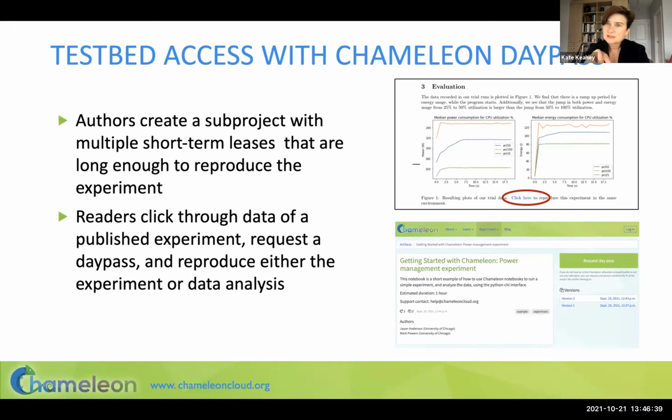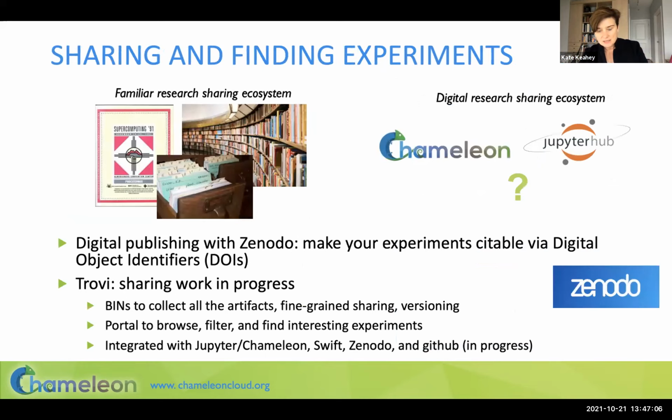When they click on that request DayPass, an email gets sent to the person who created the experiment. If they want to share it with that user, the user will get mail with a link. As soon as they click on the link, time starts ticking on their Chameleon access, right? So it takes 5 hours to reproduce the experiment. Let's say the author of the experiment gave them 8 hours. That's where it starts.